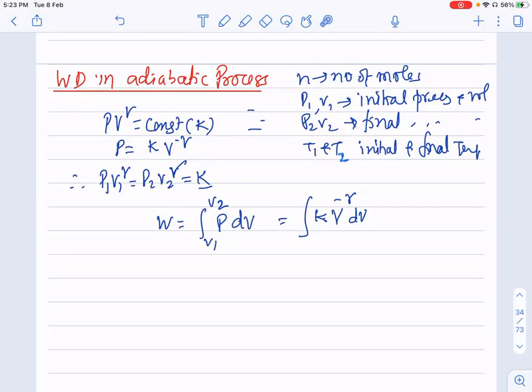ठीक है? So we know the equation PV to the power gamma is equal to constant. उसको K ले लेंगे, constant को थोड़ी देर के लिए K assume कर लेते हैं.